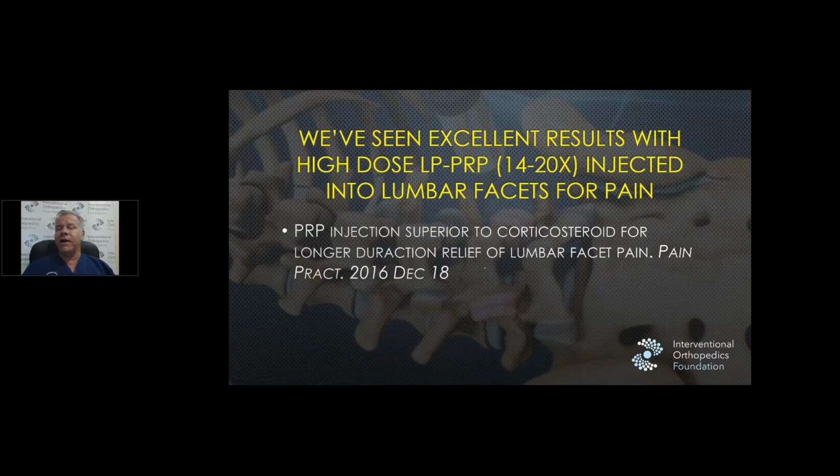And we, like others, have seen excellent results with high-dose PRP. We tend to use 14 to 20x injected into the lumbar facets. This is a recent paper showing that PRP was superior to corticosteroid in producing longer duration pain relief. So, interesting research that's being done that's consistent with what we've seen for many years now.